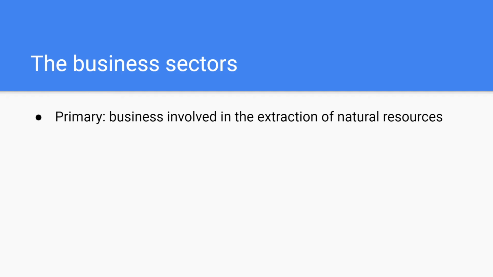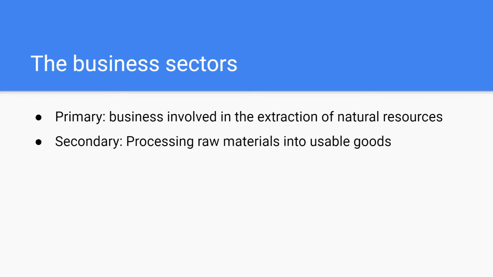The secondary sector in business are corporations involved in processing these raw materials from the primary sector into usable goods. Usable goods here mean unfinished or even finished products. This can, for example, be a company such as Apple, which produces out of raw materials an iPhone, for example, or a MacBook, which is then brought to the consumer.